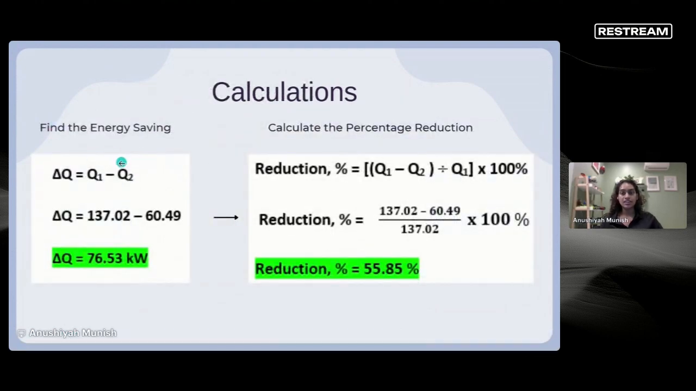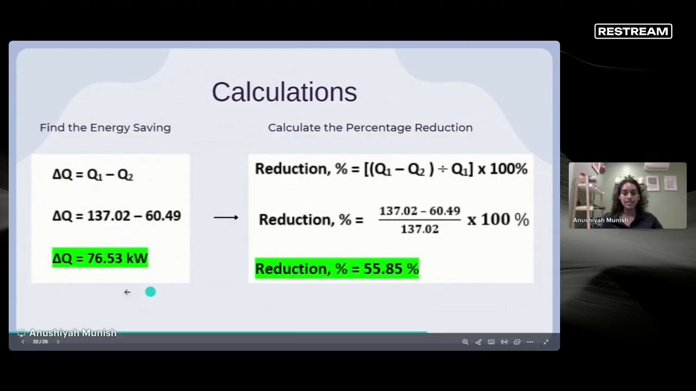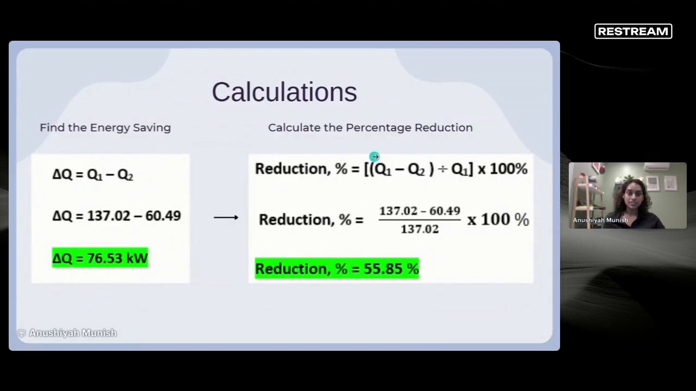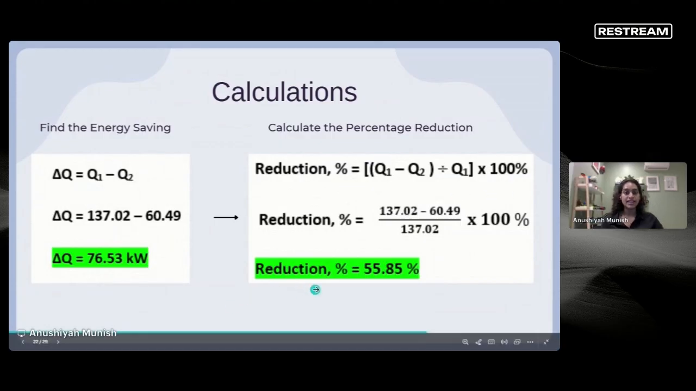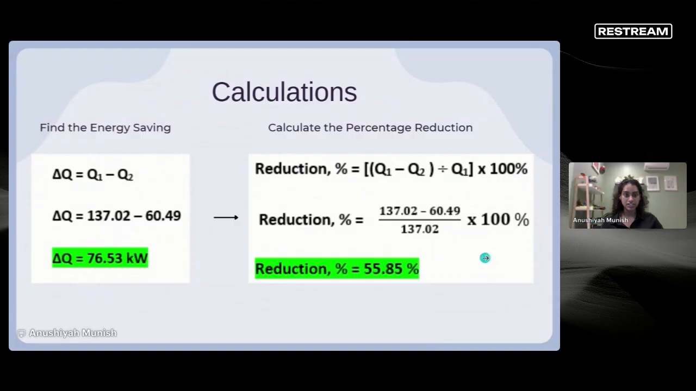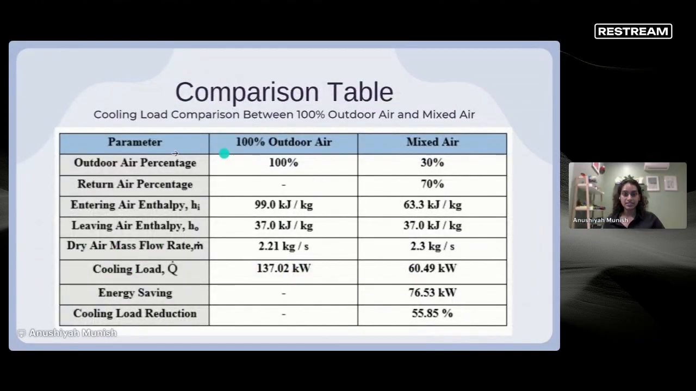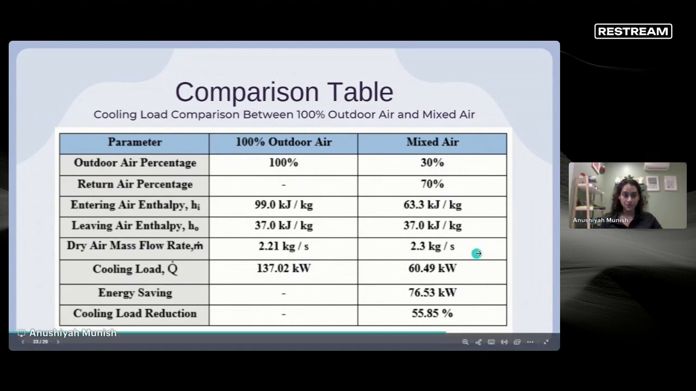Next, energy saving. We just have to subtract Q2 from Q1, and we will get 76.53 kilowatts as the energy saving. And to find the percentage reduction, we take the energy saving that we found earlier, divide it by Q1 and multiply by 100%. And we get the reduction percentage as 55.85 percent. So this is the comparison table between the 100% outdoor air and the mixed air. We have all the values here.